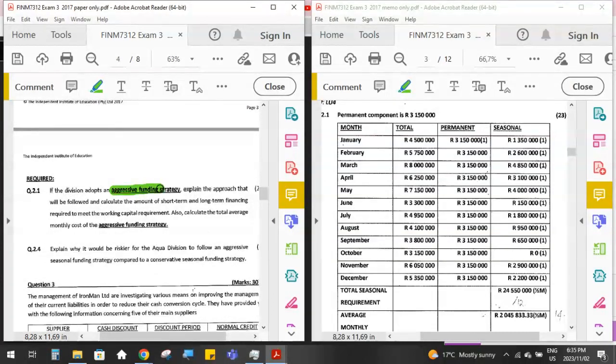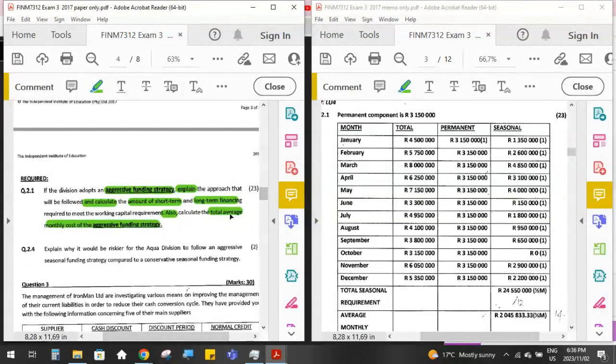If the division adopts an aggressive funding strategy, explain the approach that will be followed. So we must in words explain and calculate the amount of short-term and long-term financing required to meet the working capital requirement. Okay, the amount. So what rand value do we need to borrow short-term, and what rand value do we need to borrow on a long-term basis? And then also calculate the total average cost of that funding strategy. So there's a lot in that short question that they've asked us for 23 marks.